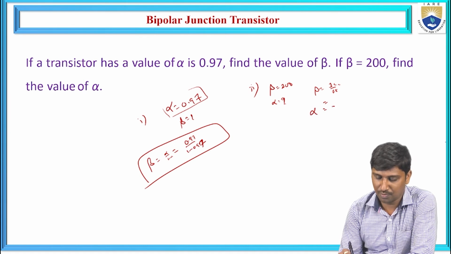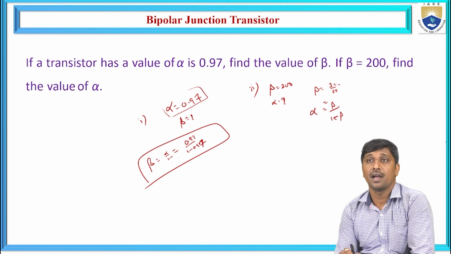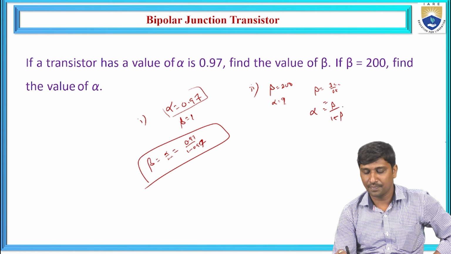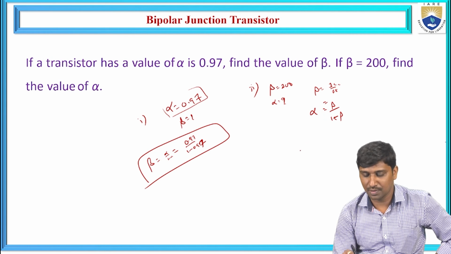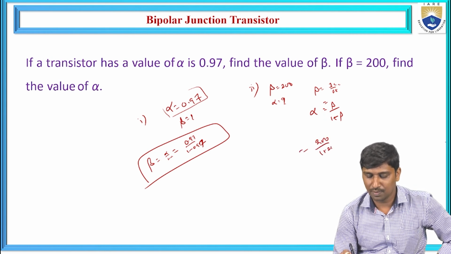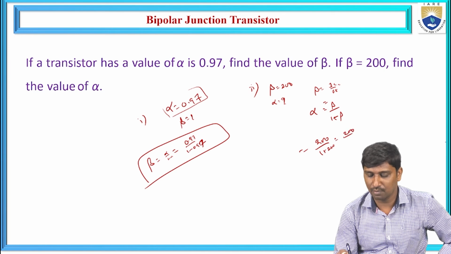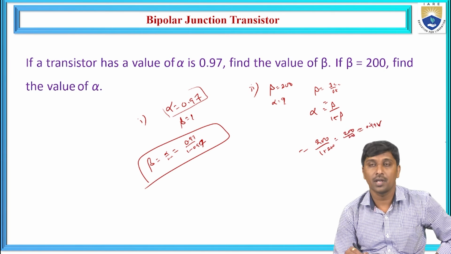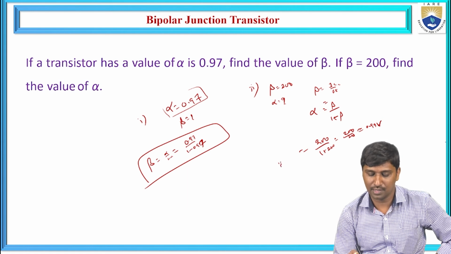Alpha is equal to beta by 1 plus beta. Alpha is in terms of beta, so alpha is equal to beta by 1 plus beta. So here the beta value is 200. 200 by 1 plus 200 means 200 by 201, that is equal to approximately 0.99. That is the second case.